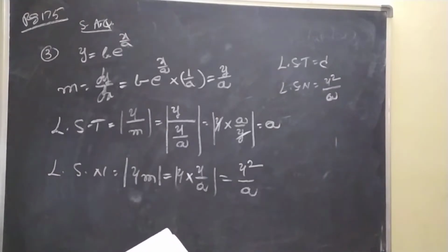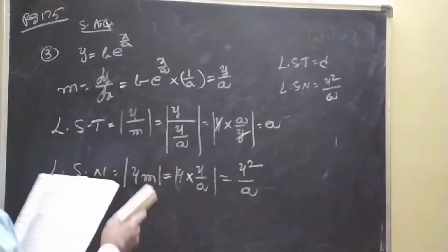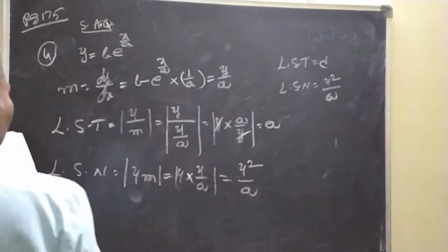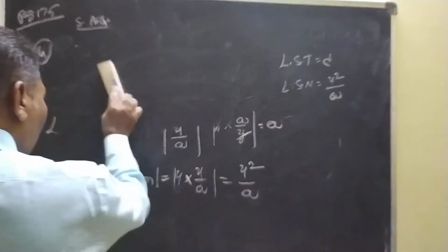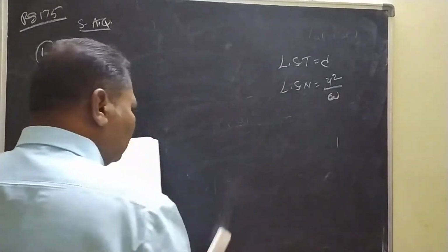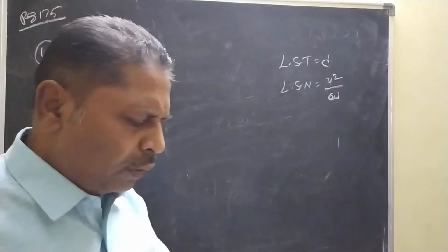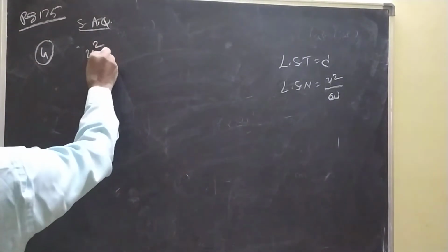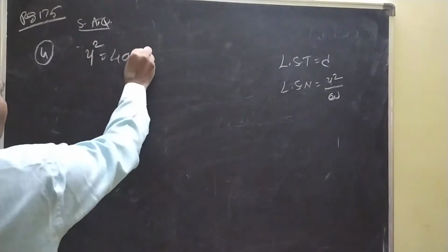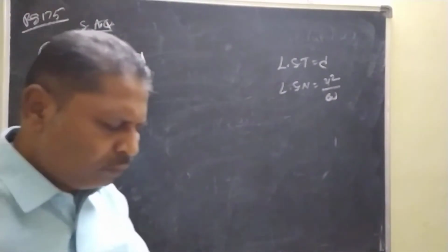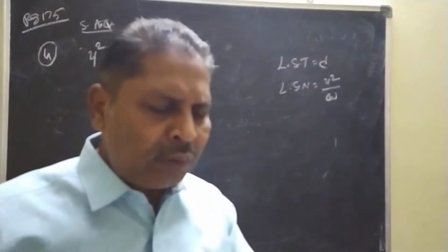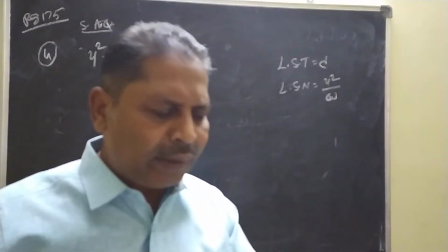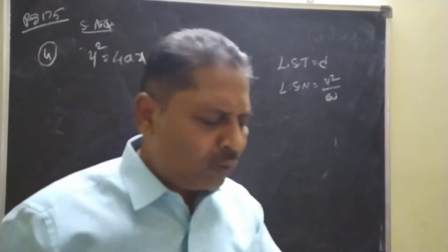Next, fourth Roman. See, given curve is y square equal to 4ax. Length of the subnormal is a constant.